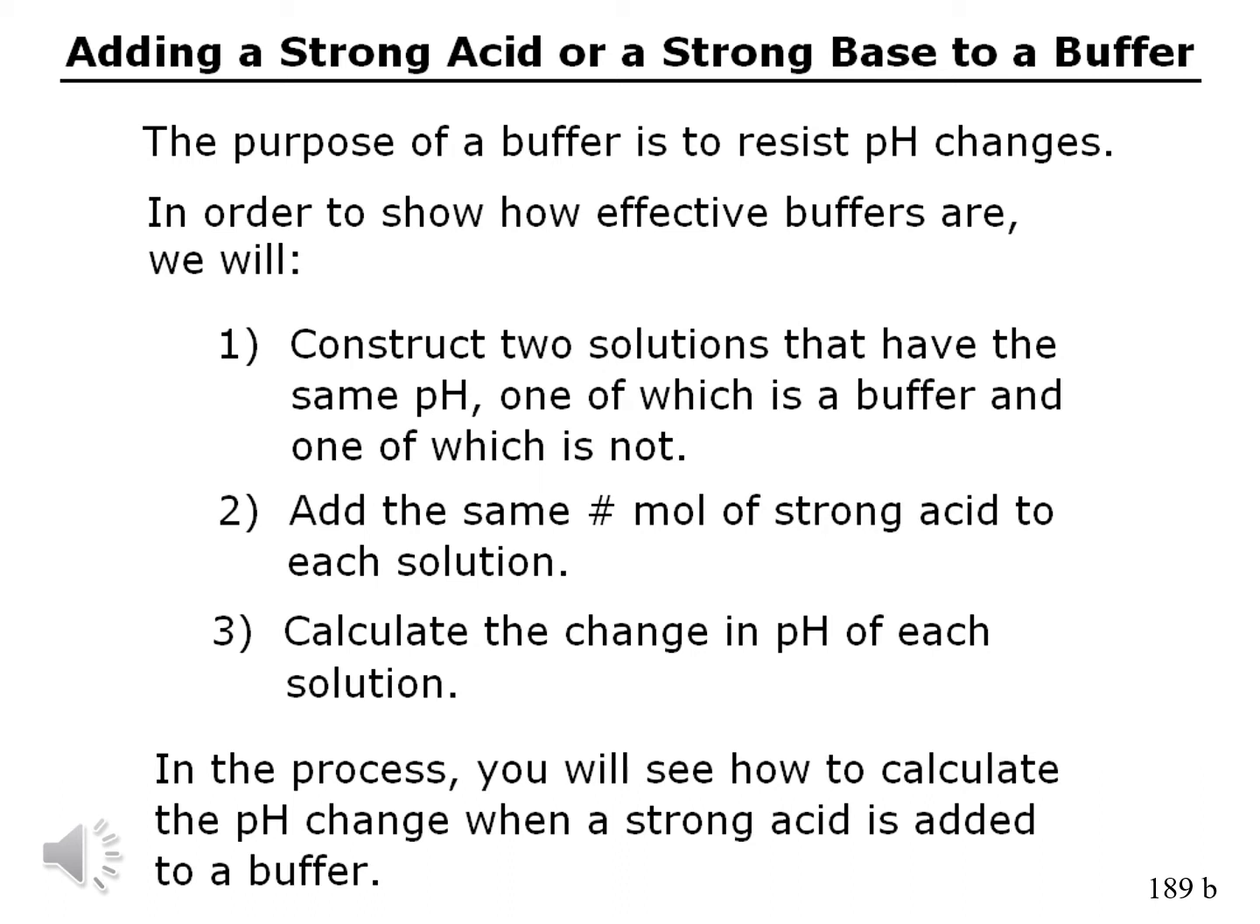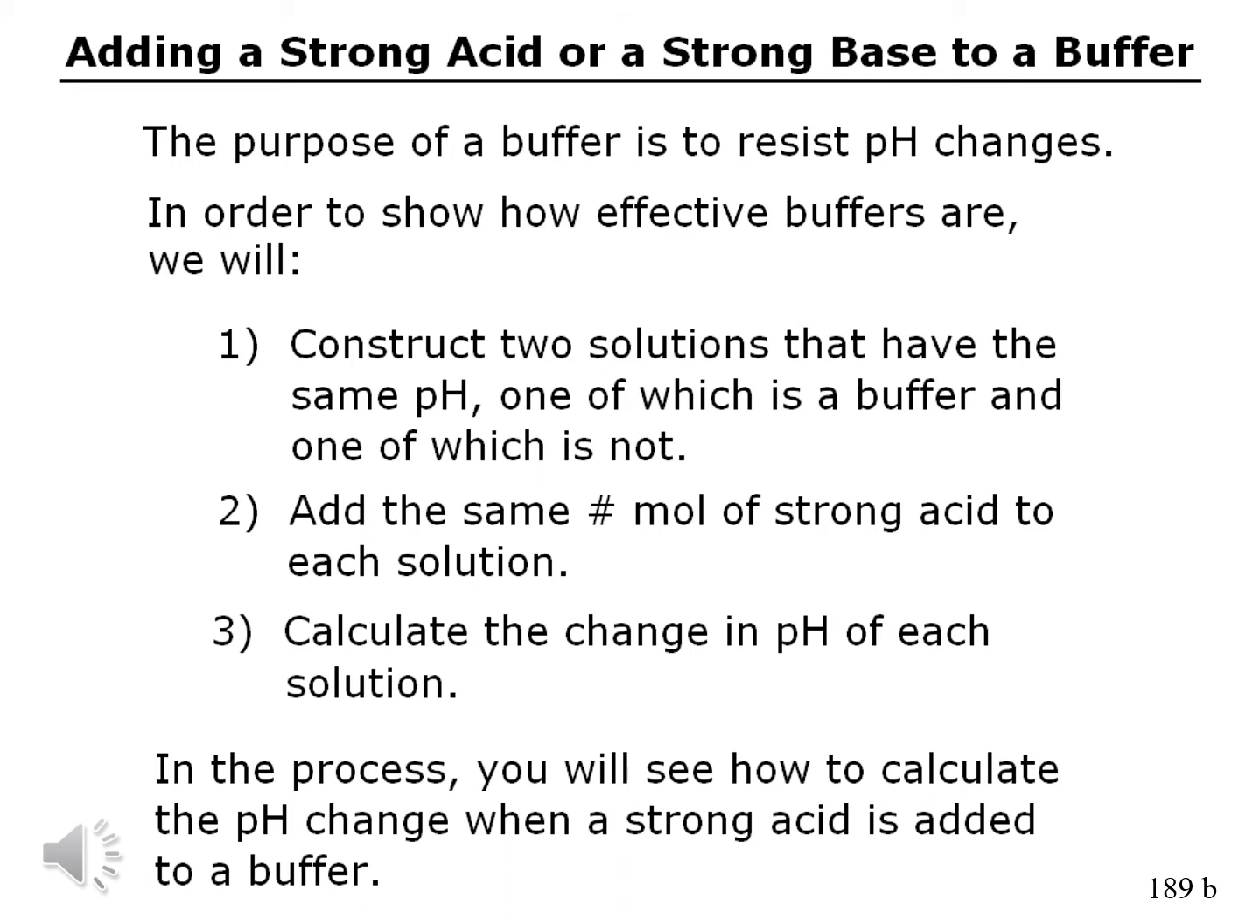And I'm going to do that by constructing two solutions. One of them is going to be 1 liter of a non-buffer that starts at the same pH as a second solution, which is 1 liter of a buffer. And it's at the same pH. We're going to add H plus to both beakers the exact same amount and see how much the pH changes in each one. This is going to show you that the pH changes a lot in the non-buffer, but hardly any when there's a buffer present.